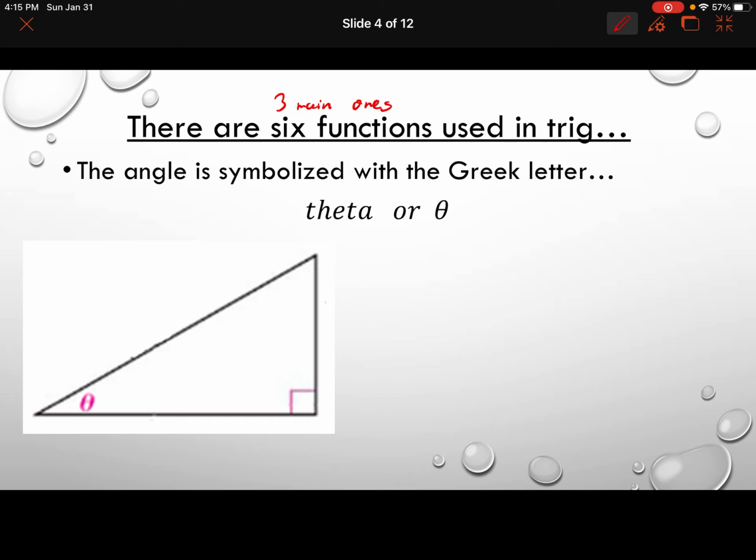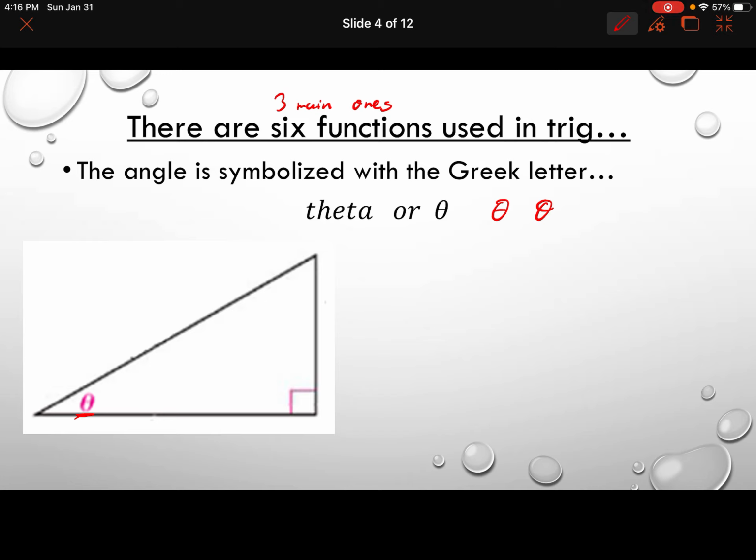Theta, T-H-E-T-A, or as you can see its symbol, it looks like a 0 with a line through it. So that's your variable theta. It is not a 0. That's important to note. Sometimes I've seen students make the mistake of thinking it is a 0. It is not a 0. It is the Greek letter theta. As you can see in this triangle, that theta represents that angle in the right triangle.